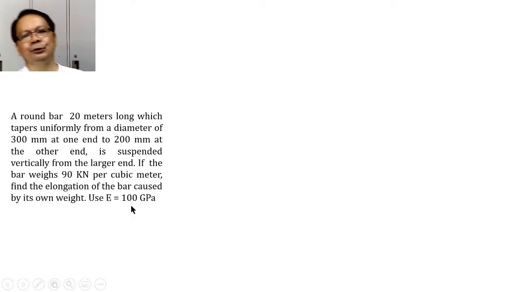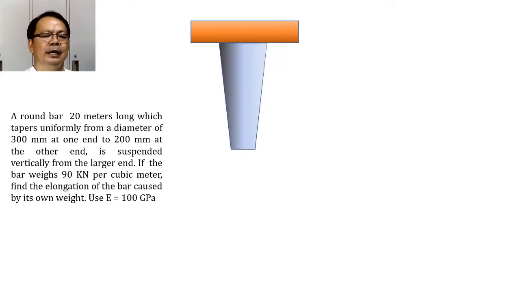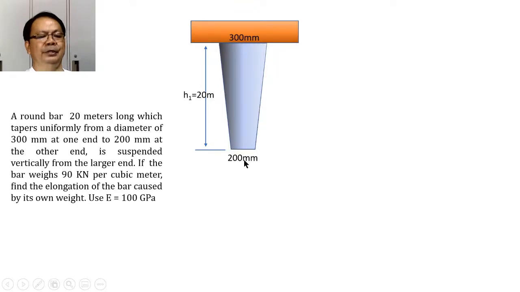So if we're going to illustrate our problem, then the problem will look like this one. So we have here a bar having a length of 20 meters. The dimension at the top is equal to 300 millimeter, the diameter, and the dimension at the bottom is 200 millimeter. It is suspended having the larger end at the upper one, and therefore the lower end shall be at the bottom.